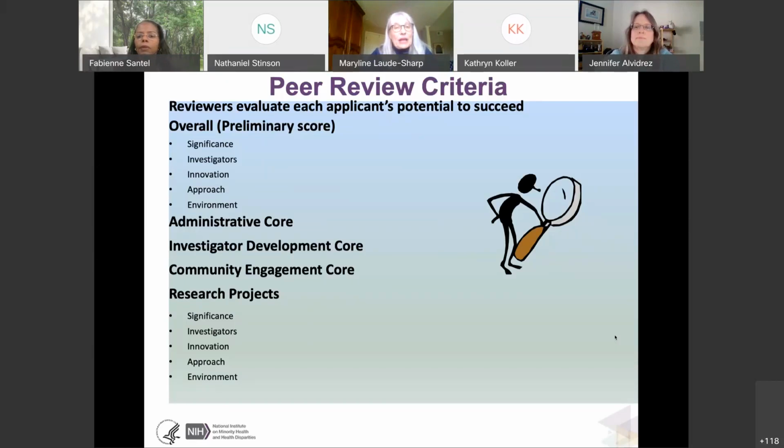As was already talked about, it will have an administrative core, investigator development core, community engagement core, and these 3 cores will receive only 1 score each. And the research projects, the three research projects, each also have the 5 criteria. Next slide.